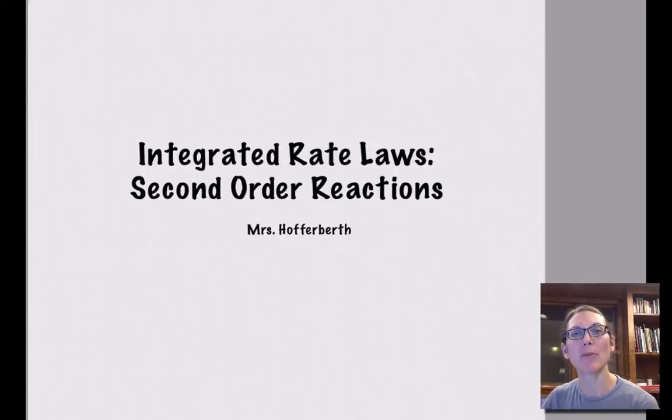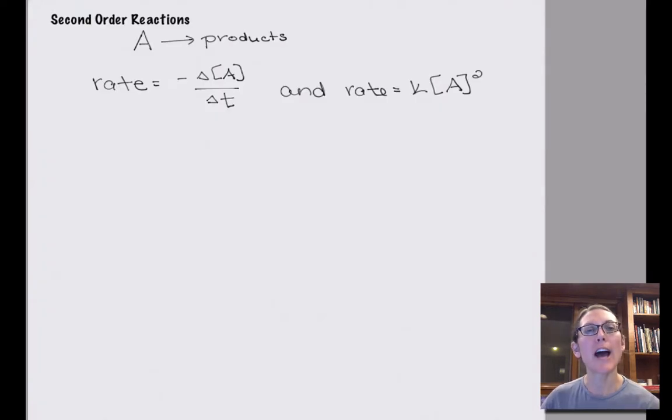Welcome. Today we're going to talk about integrated rate laws for second order reactions. For the hypothetical reaction A going to products, just like we've been doing for zero order and for first order reactions, we can write a rate expression where the rate is equal to the change in the concentration of A divided by time, and that's a negative because it's a reactant, and so the change in concentration would be negative. We want a positive value for our rate.